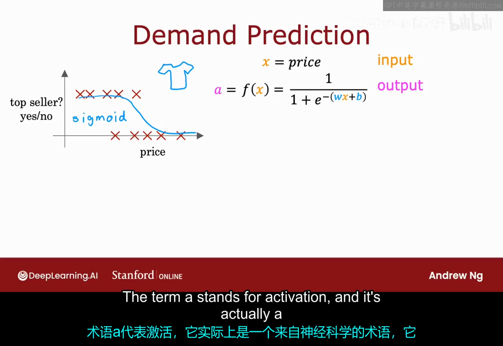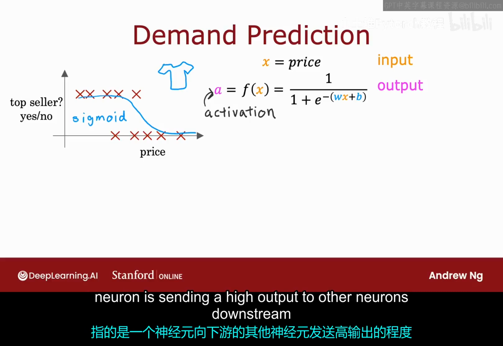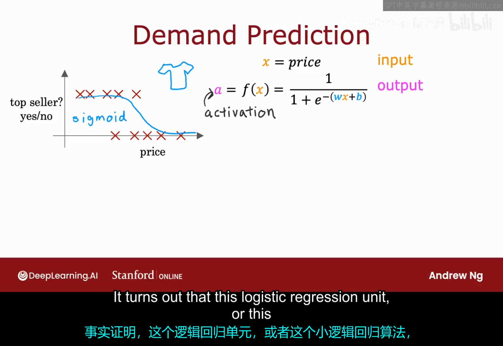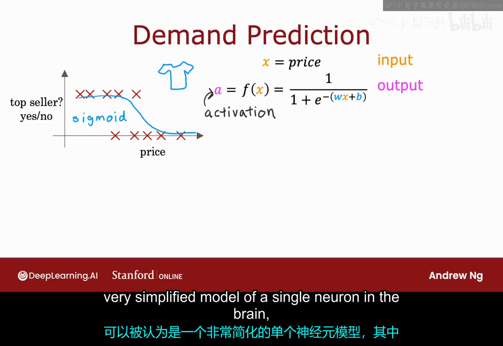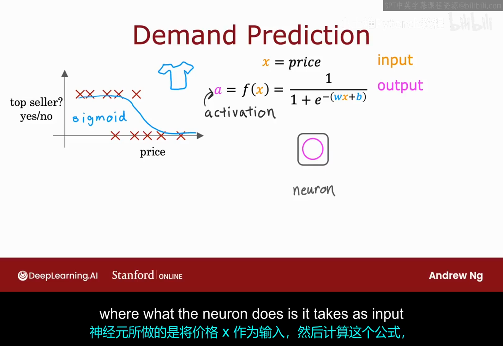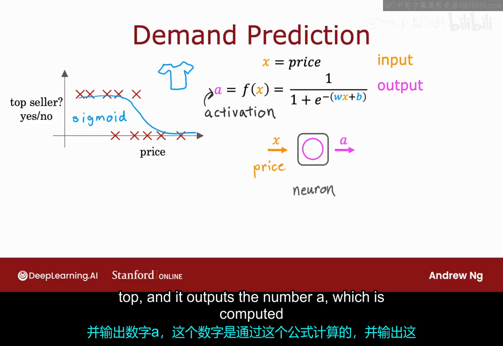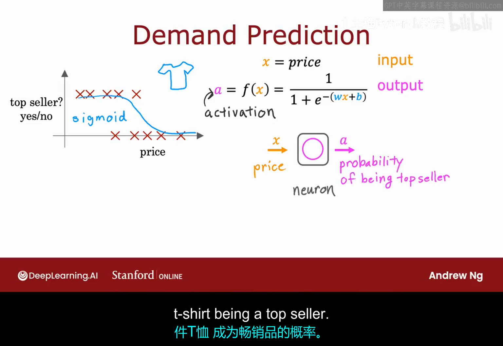The term a stands for activation, and is actually a term from neuroscience, and it refers to how much a neuron is sending a high output to other neurons downstream from it. It turns out that this logistic regression unit, or this little logistic regression algorithm, can be thought of as a very simplified model of a single neuron in the brain, where what the neuron does is it takes as input the price x, and then it computes this formula on top, and it outputs the number a, which is computed via this formula, and it outputs the probability of this t-shirt being a top seller.